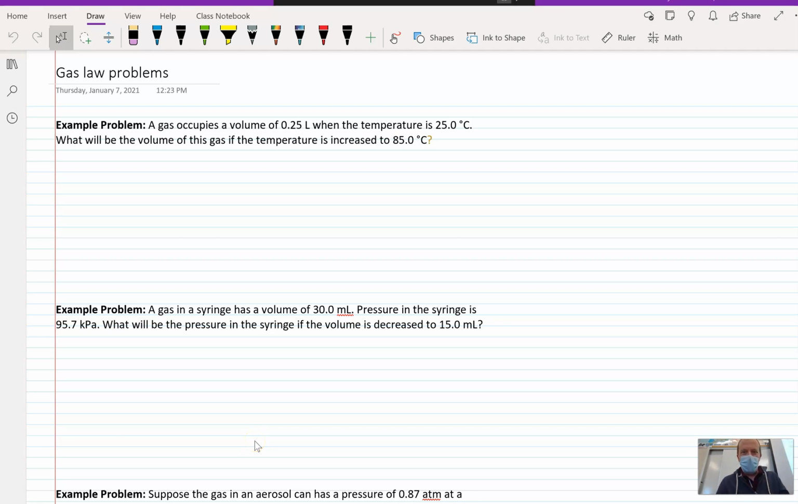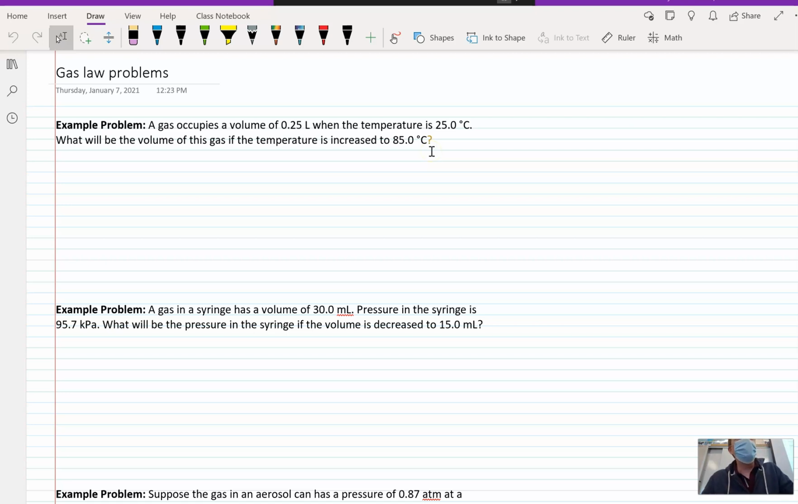So as I said, you do not need to copy down the whole problem or anything, but let's kind of work this together. Jot down some work on scratch paper in your notes. All right, so it says a gas occupies a volume of 0.25 liters when the temperature is 25 Celsius. What will be the volume of this gas when the temperature is increased to 85 Celsius?